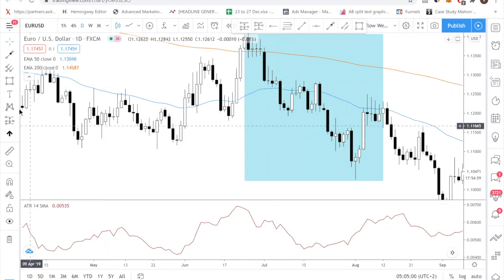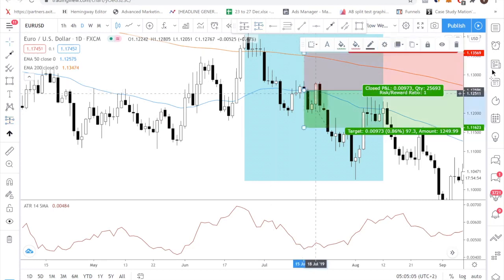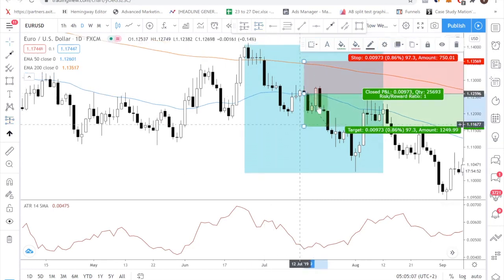Let's say you were to enter somewhere here upon this candle. How do you set your stop loss? At this candle, just look down at this level, and you can see that the ATR is 0.00448. The way to read this is that it's 44.8 pips. So you want to set a stop loss of 44.8 pips, which is about 45 pips. Just round it off.